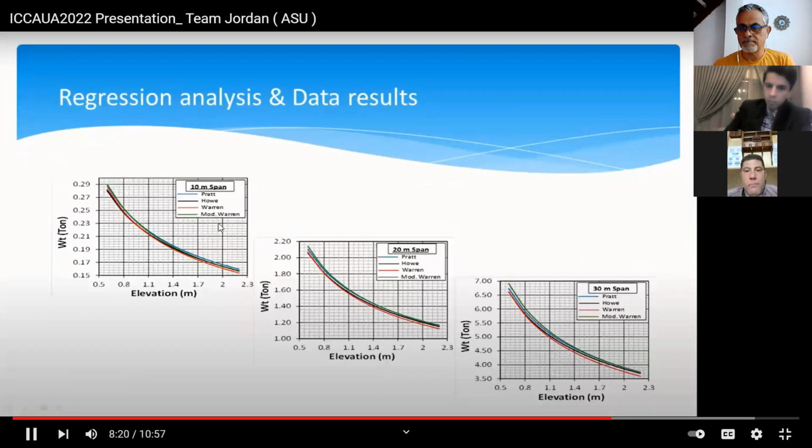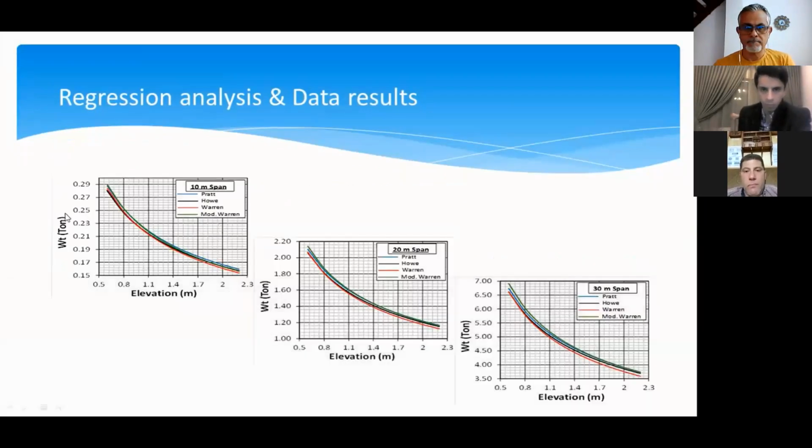As we can see here in these charts, the relation between elevation and weight: it decreases by increasing the elevation. The weight decreased in every stage of changing intervals of span, from 10 to 20 to 30 meters span.